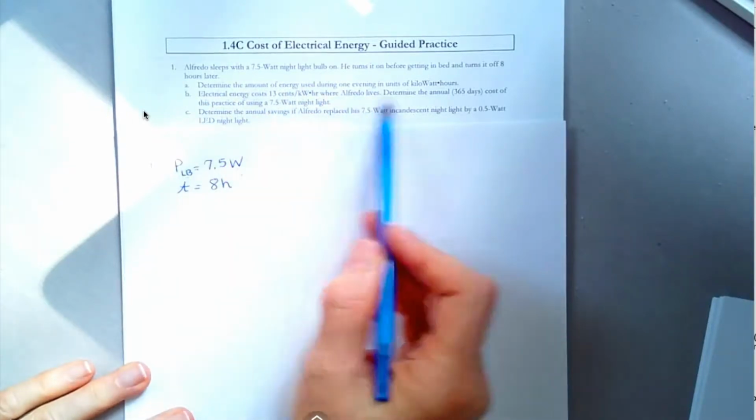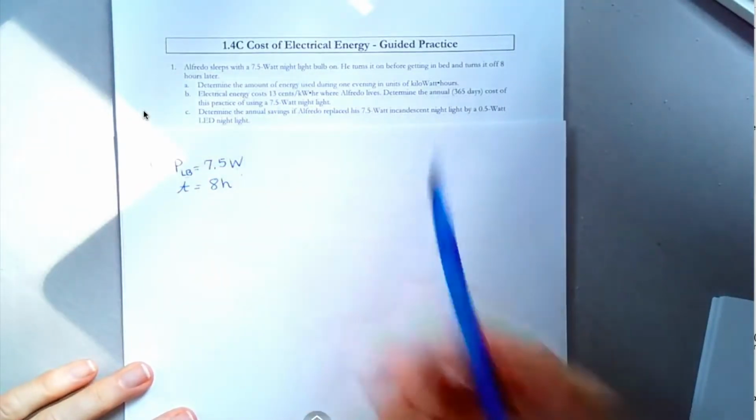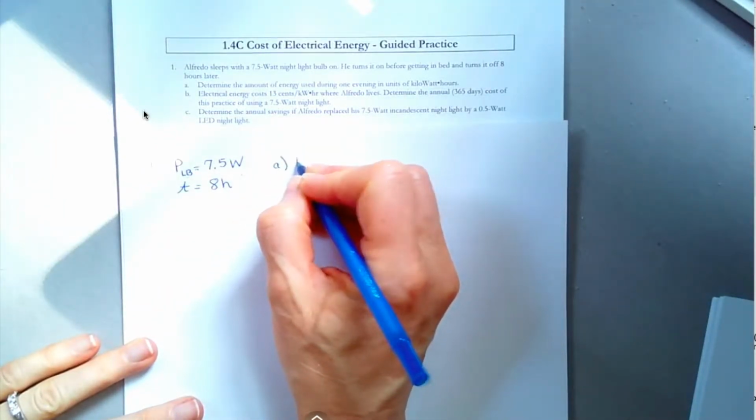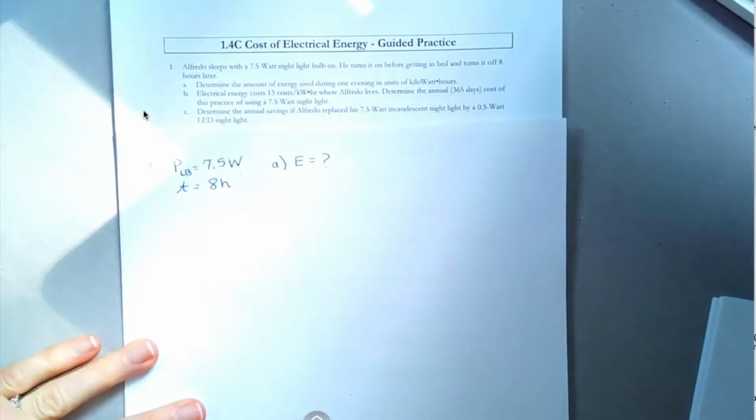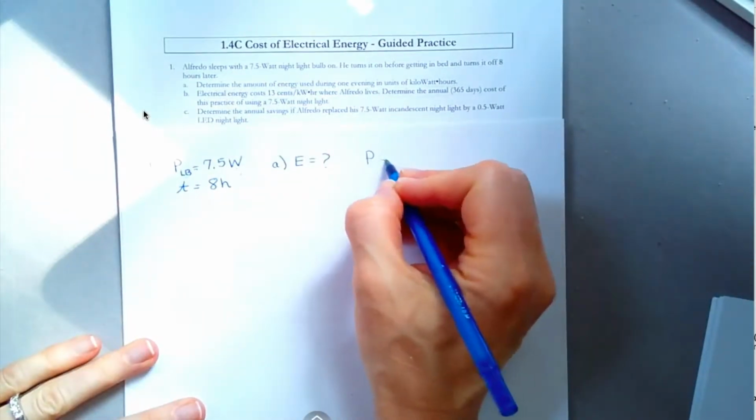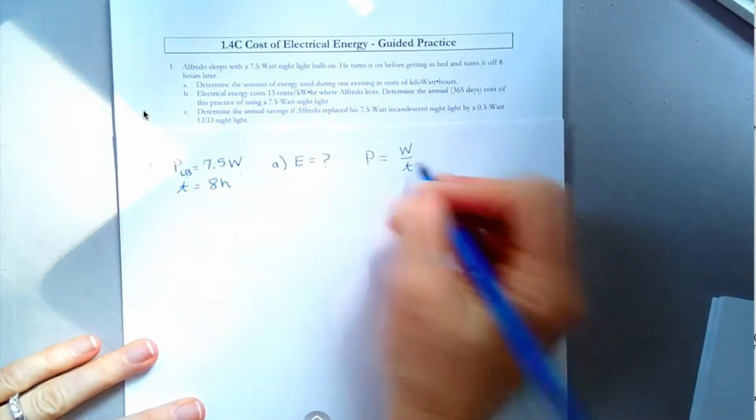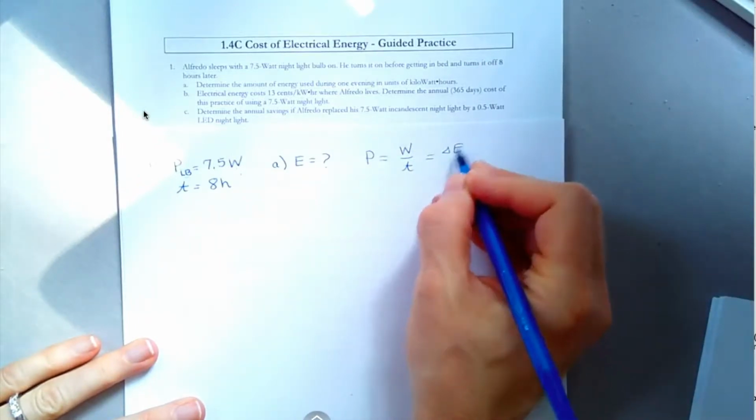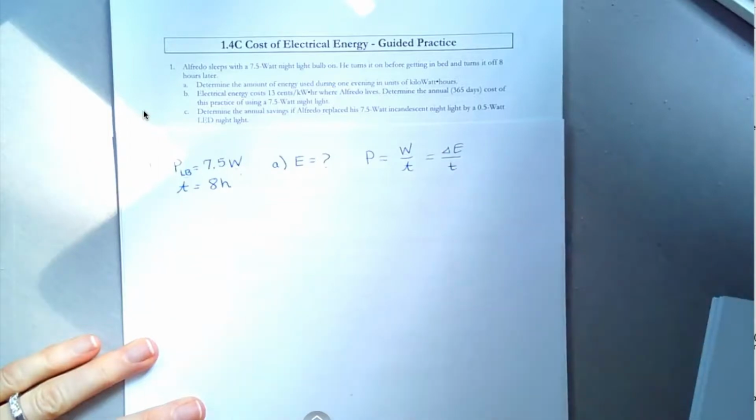What's the cost for a whole year of using it, and then what if you use a different type of light bulb. So let's start with part A. We're looking for the amount of energy, and I know that power equals work over time. So work is your change in energy. So that's another way to write this equation.